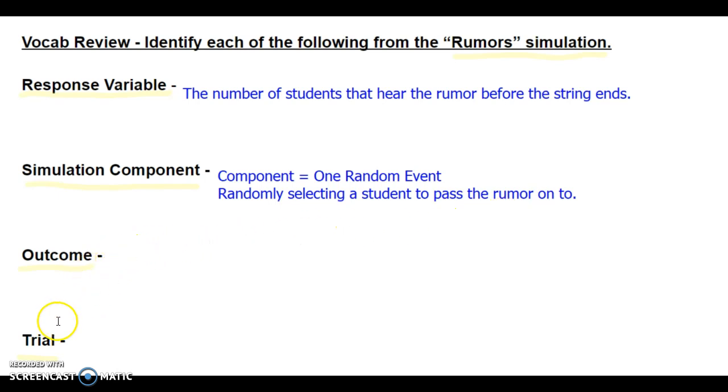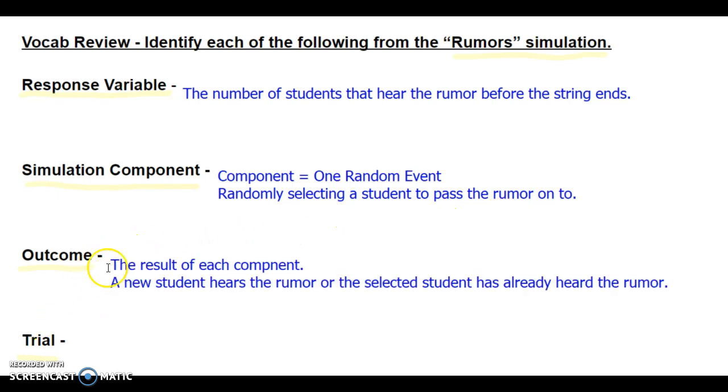All right, what about the outcome? Well, the outcome is the result of each component. So in this case, the outcome would be a new student hears the rumor, or the selected student has already heard the rumor. And then finally, what is each trial going to look like? For this example, a trial will continue until the rumor string ends. And there's 2 different ways that happens. Either everybody hears the rumor, or you randomly select a student that has already heard the rumor.